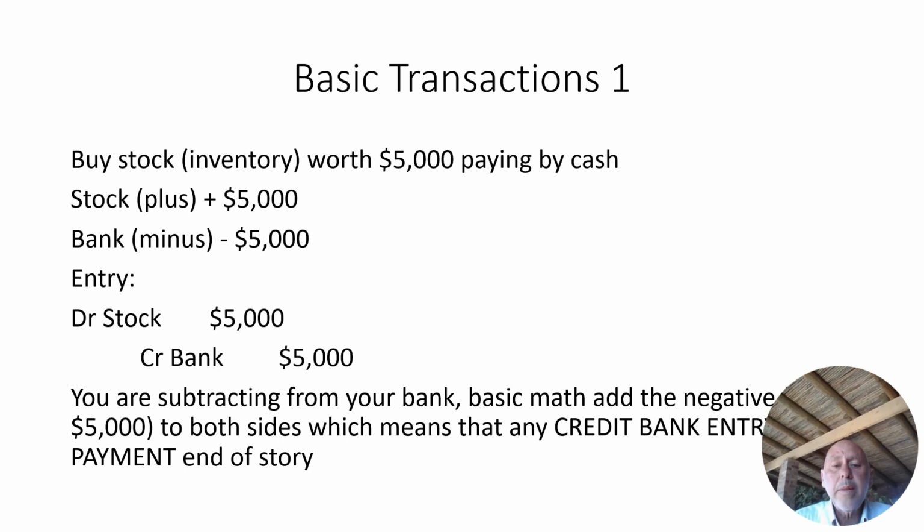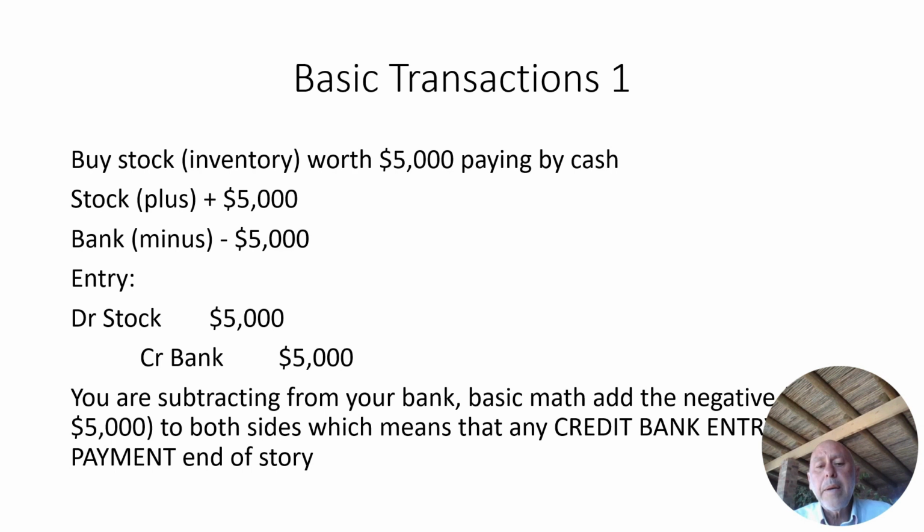So let's say you've got that $10,000 in the bank and you want to go and buy some stock. You can call it inventory, a different name for the same thing. And I'm going to buy $5,000 paying by cash. So what will happen when you go and you do something like that is our stock value is going to increase by $5,000, but our bank balance is going to decrease by $5,000.